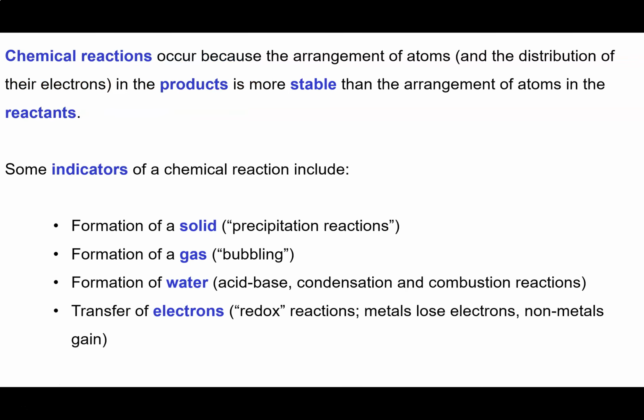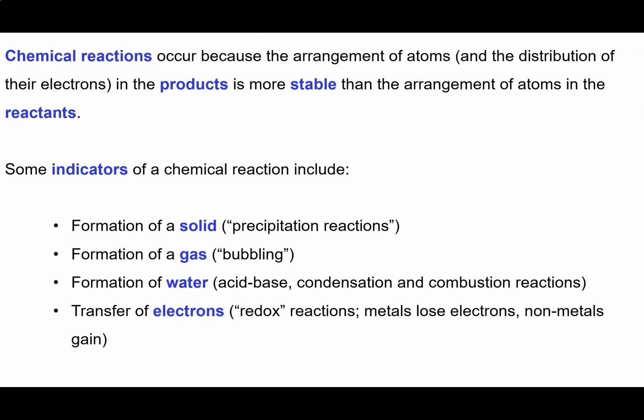So chemical reactions occur because the arrangement of atoms and the distribution of the electrons within those atoms in the products is more stable than the arrangement of atoms in the reactants. So basically a bunch of molecules or atoms collide with one another and they're like, hey guys, you know what? We could organize things that would be better. Let's rearrange how we're interacting with one another and come to a more stable arrangement. And that's what happens, right? So that's the driving force for a chemical reaction.